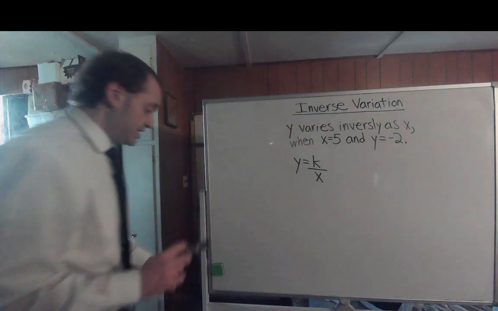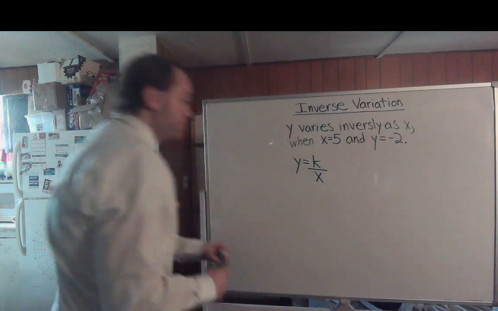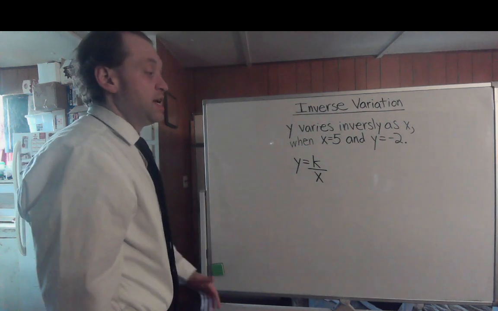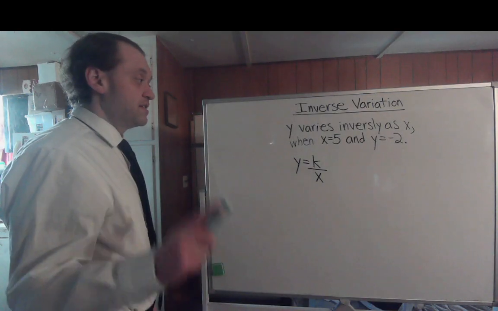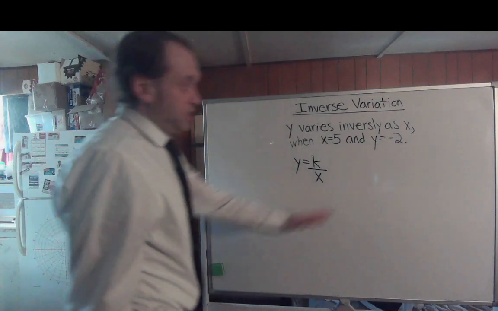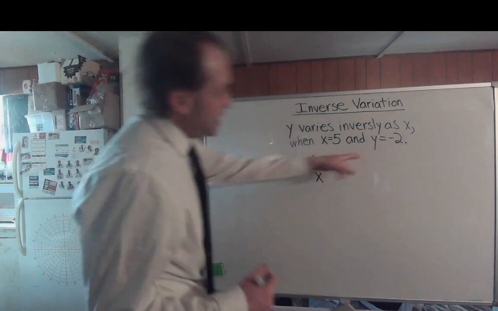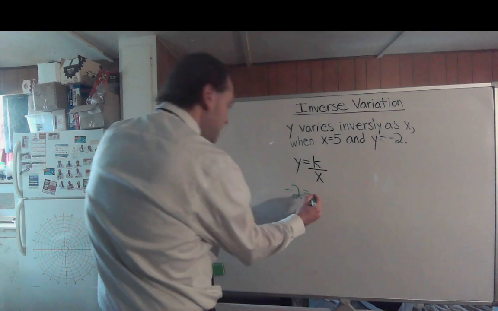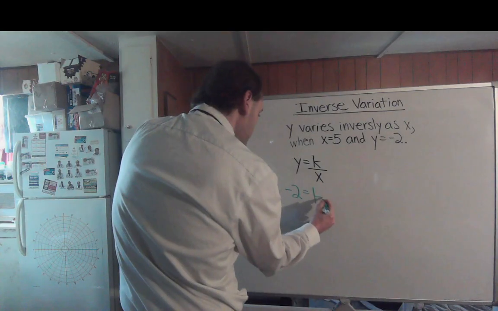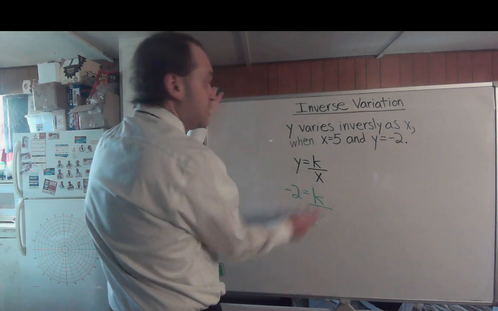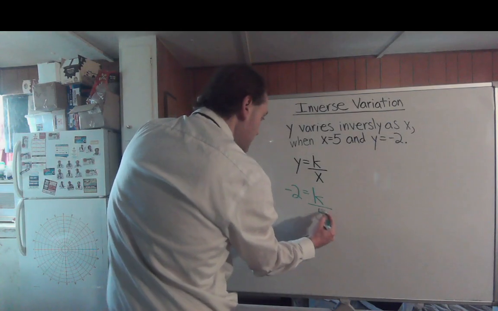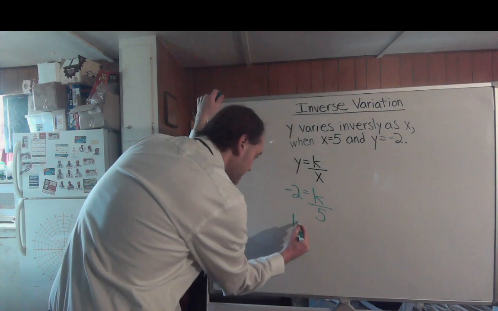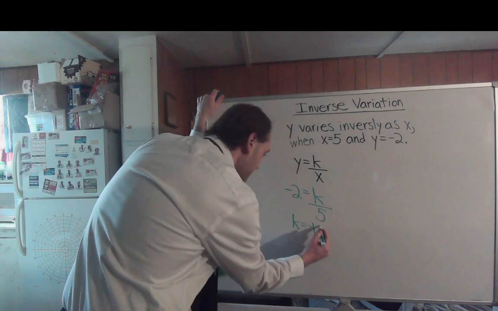So what we've just done is we've set up the general form of inverse variation. Now to solve for that constant of variation, you're just going to plug the x and y values in. So y equals -2, so put in -2 for y, that's going to equal k divided by that x value of 5. Then we can easily solve for k by multiplying both sides by 5. You would get that k equals -10.